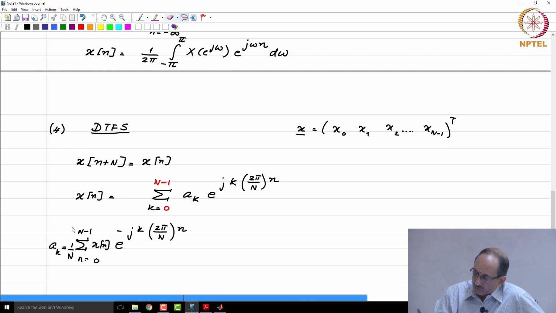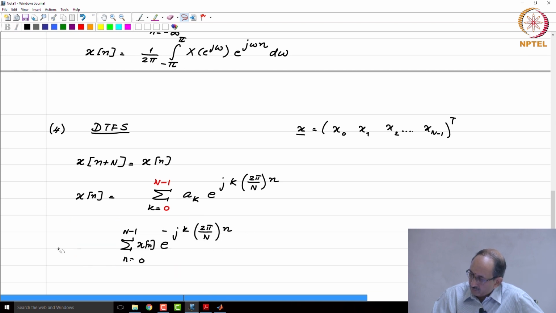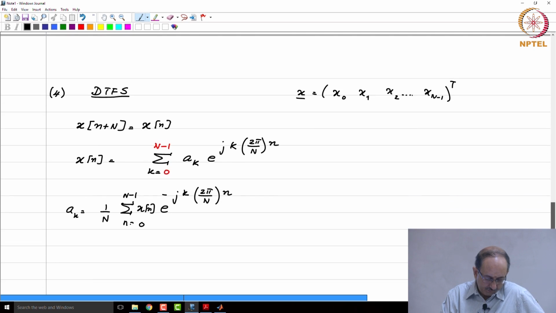Okay. So, let me now write it more clearly. Therefore, a_k is 1 over N times the sum of x of n e to the minus j k 2 pi by cap N times little n. So, this is really your DTFS, and now you can see the connection between CTFS and this, alright.